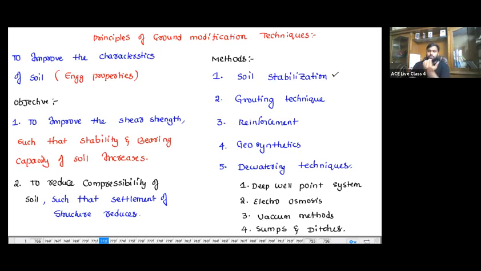You don't need to go too much into the methodologies. If they ask questions, they are probably going to ask from geosynthetics. Okay. Let's see those questions.